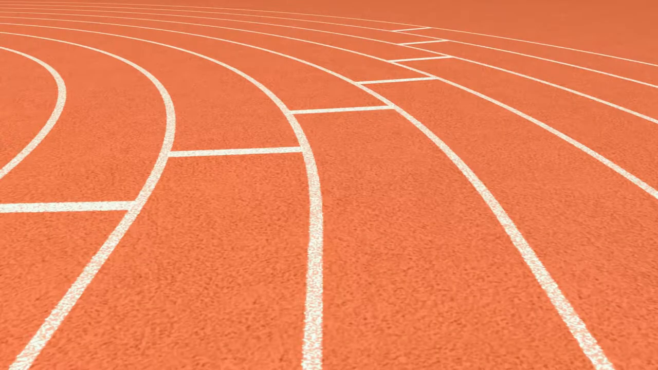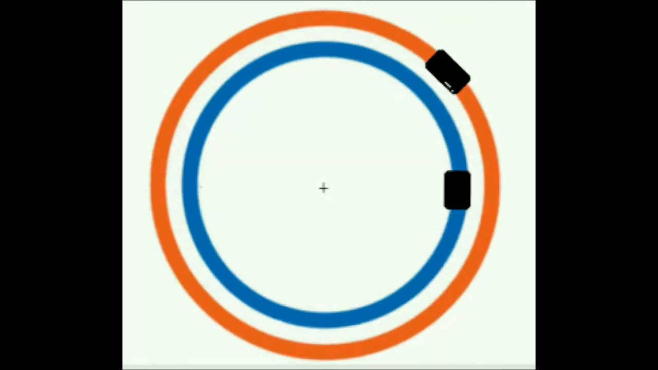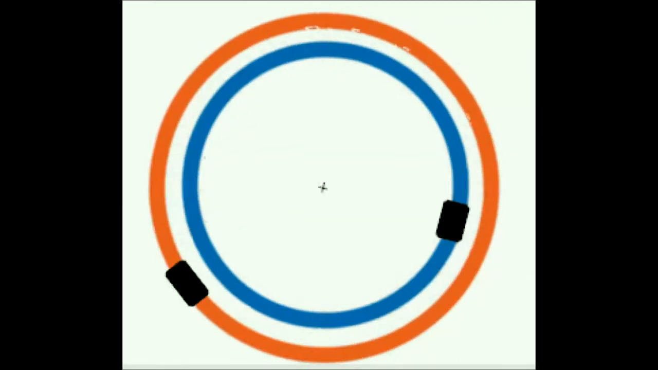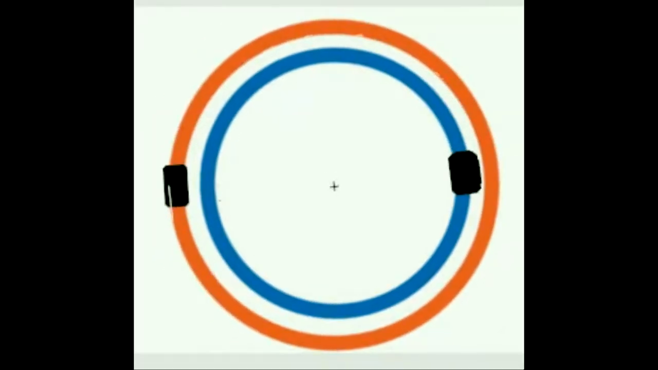Now let's look at the running track from above and let's assume that it's circular. Let's add our runners. Let's say that our runner is the blue runner. So we could say that both runners could run together at the same speed, or that our runner will be faster or slower, or that both of them could run at the same speed but not together.